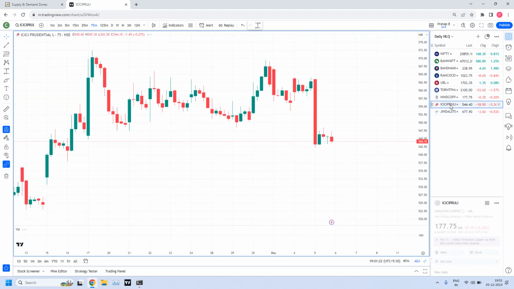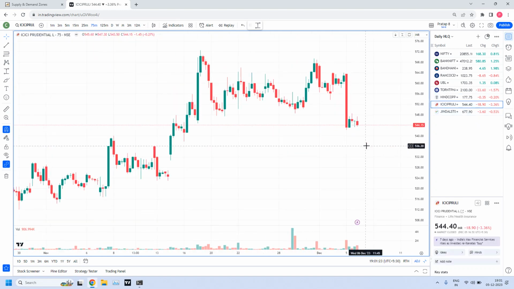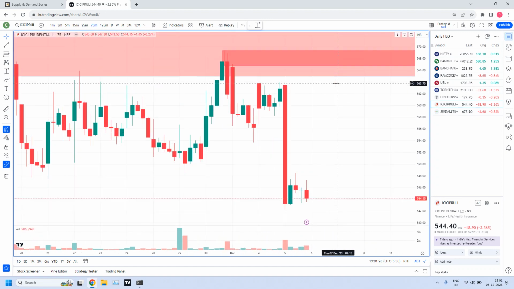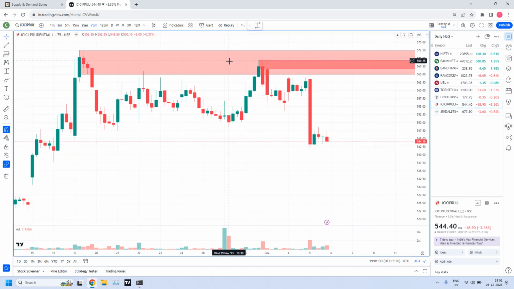And ICICI Prudential, this also we didn't get, it didn't reach into this. This is what I have fine tuned. Prices didn't enter into this.